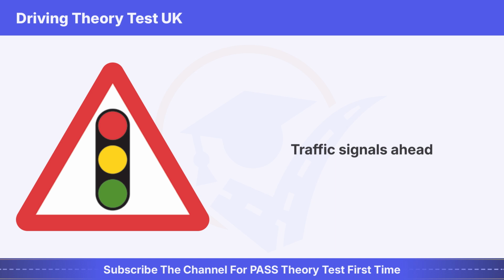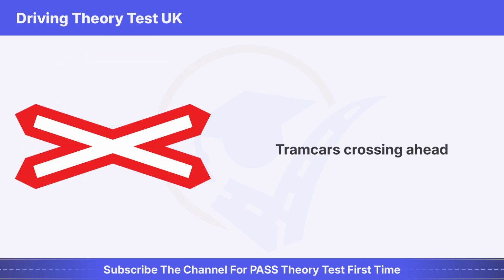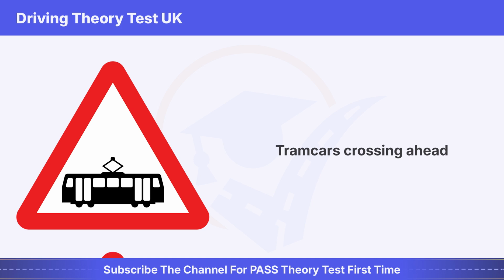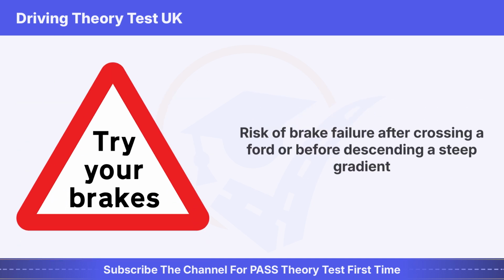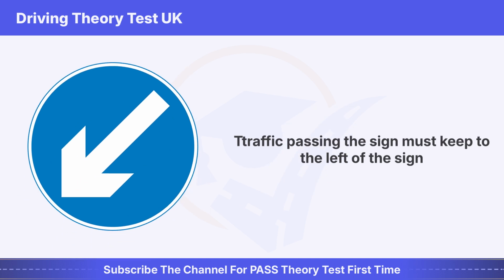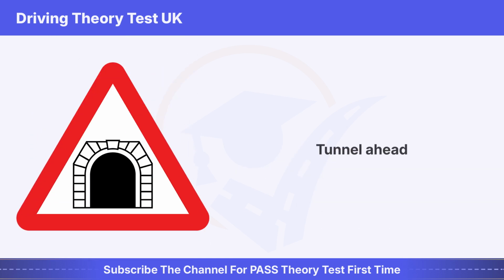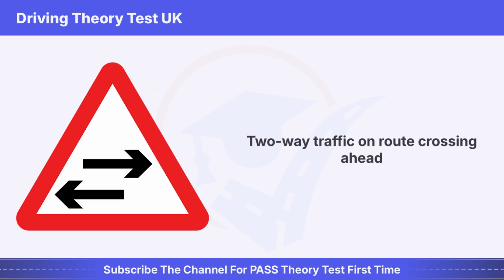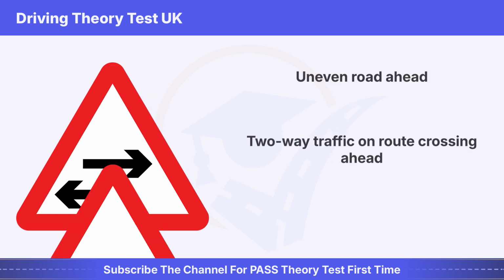Traffic signals ahead. Tram cars crossing ahead. Tram cars crossing ahead. Risk of brake failure after crossing a ford or before descending a steep gradient. Traffic passing the sign must keep to the left of the sign. Tunnel ahead. Two-way traffic. Two-way traffic on route crossing ahead.